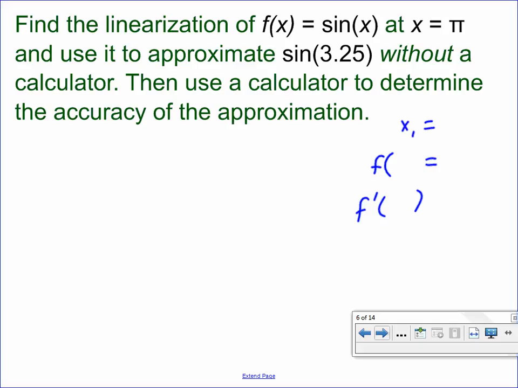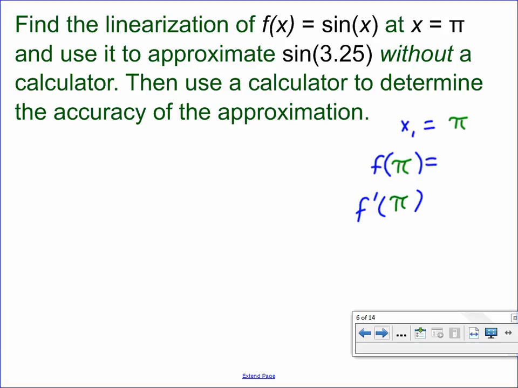All right. What's our a value here? Well, we're going to generate this linearization at x equals pi. So our y coordinate of the point of tangency is going to be f at pi, and the slope of the tangent line will be given by f prime of pi. Let's do it.